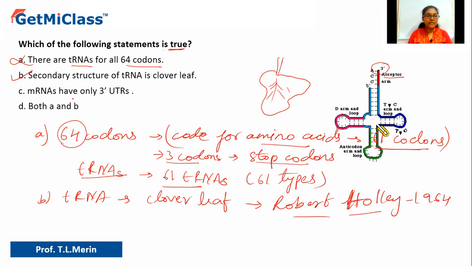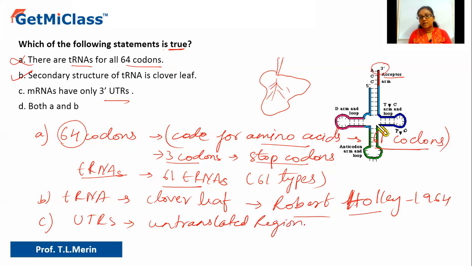Option C says mRNAs have only 3' UTRs, which is incorrect. What are UTRs? UTRs are nothing but untranslated regions. Untranslated regions are present on both the 5' as well as the 3' end, on both sides. And these are very important for the efficient translation process. So here it says mRNAs have only 3' UTRs, which is totally wrong.